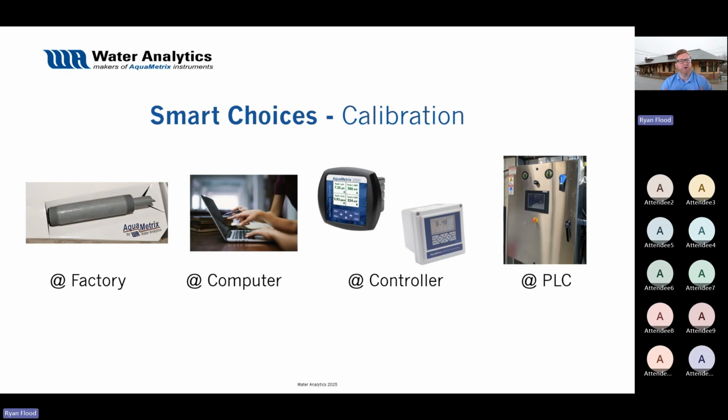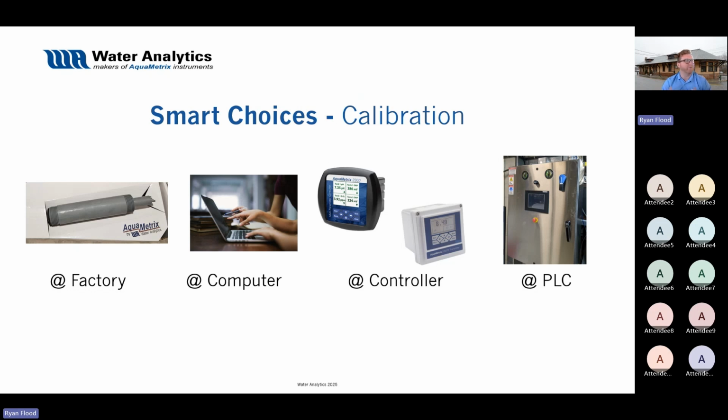Smart choices in terms of your calibration. All of our sensors that are smart are coming out of our factory 100% calibrated and ready to go. You get your calibration to start with that. The smart sensors can also be calibrated on a computer or at a local controller or the PLC. Again, the dumb sensors can be calibrated at your controller.